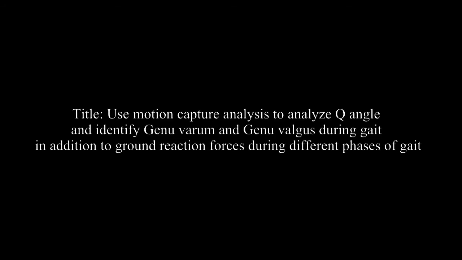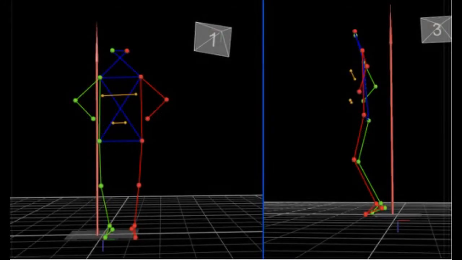Progress. Title. Use motion capture analysis to analyze Q angle and identify genu varum valgum during gait, in addition to ground reaction forces during different phases of gait. Number 1. We formed a group of 4 having similar research interests to work on the proposed project. 2 of our participants are male and 2 are female. Therefore, we will be able to examine sex differences if there are any.